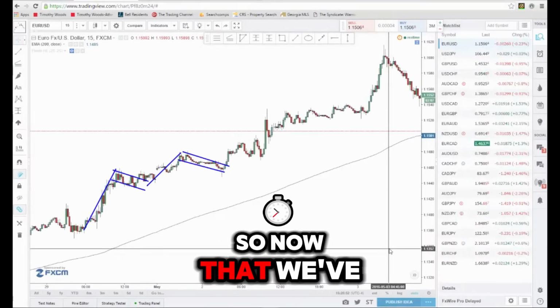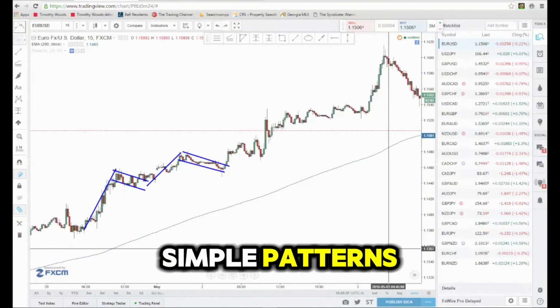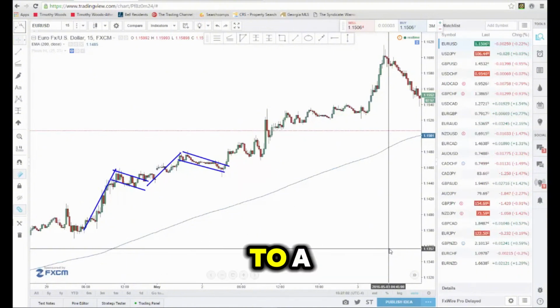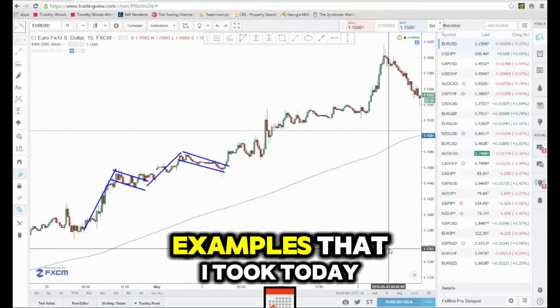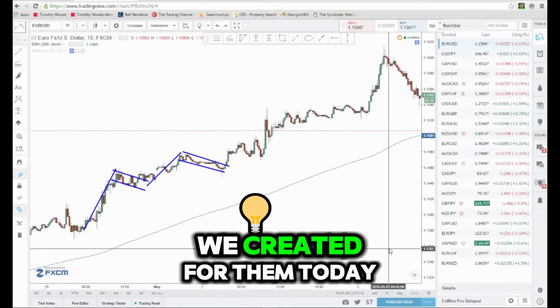Alright guys, so now that we've looked through the charts and you've got an idea of how I would test these simple patterns, what I'm going to do is go ahead and go to a couple of live trading examples that I took today using these simple patterns and the rules that we created for them today.